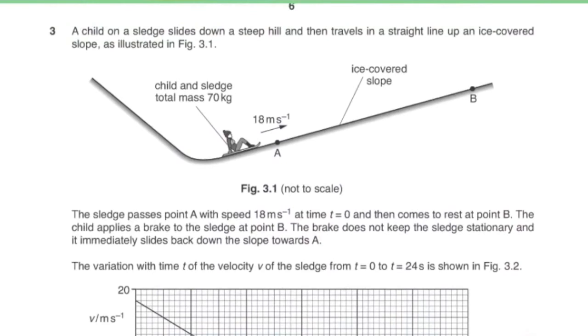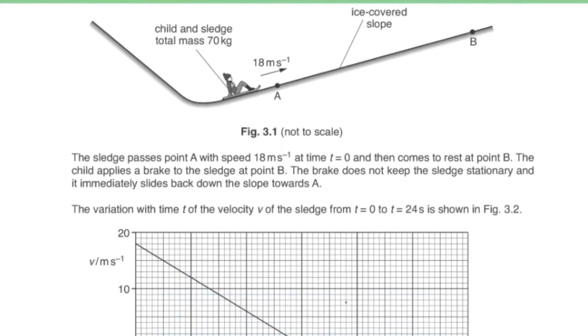Question number 3, a child on a sledge slides down a steep hill and then travels in a straight line up an ice covered slope as illustrated in figure 3.1. The sledge passes point A with speed 18 meters per second at time t is equal to 0 and then comes to rest at point B. The child applies a brake to the sledge at point B. The brake does not keep the sledge stationary and it immediately slides back down the slope towards A.